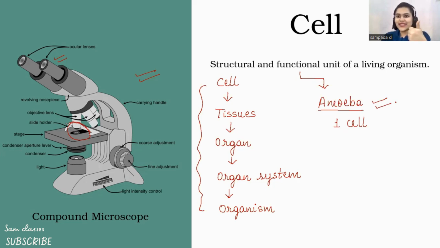So we studied who discovered cells, living cells and dead cells. What is a cell? Why do we call it the structural and functional unit? And what is a compound microscope? I hope there are no doubts.